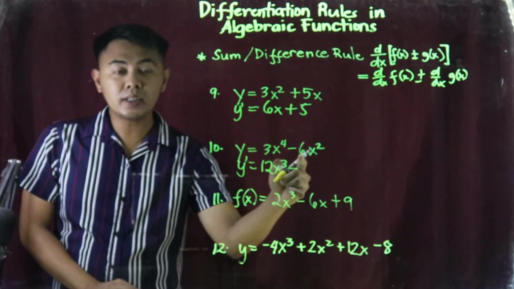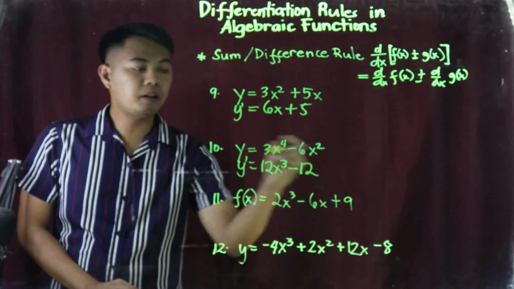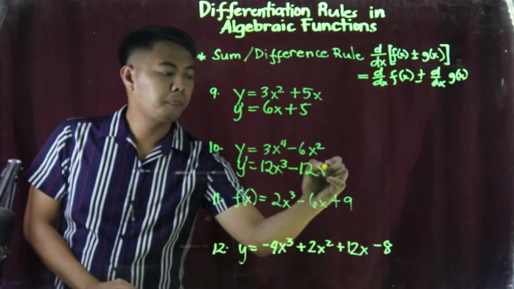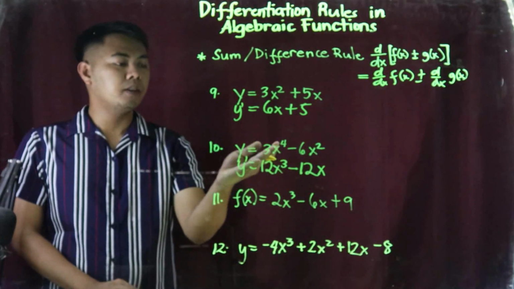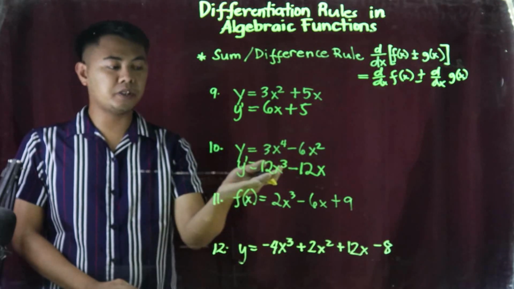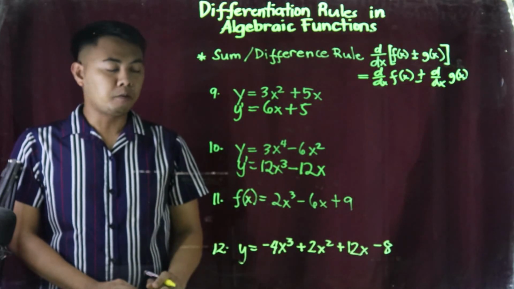Minus 2 times 6, that is 12. Subtract 1 from the exponent, that will become x raised to 1. Okay, so this is the derivative of 3x raised to 4 minus 6x squared, which is 12x cubed minus 12x.